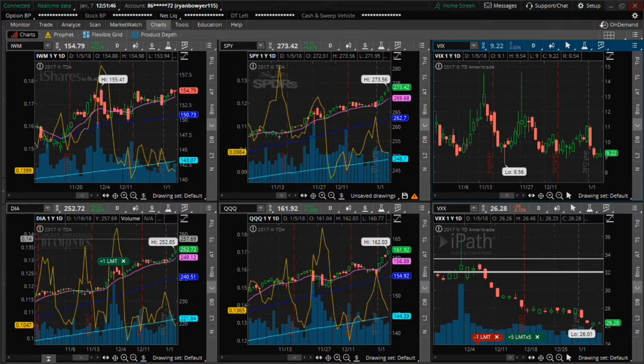What we saw in regards to volatility, since we do primarily look at volatility here, is a retraction in volatility, especially on Monday and Tuesday, and then we kind of stayed at that 9 level there in the VIX, the VIX index.